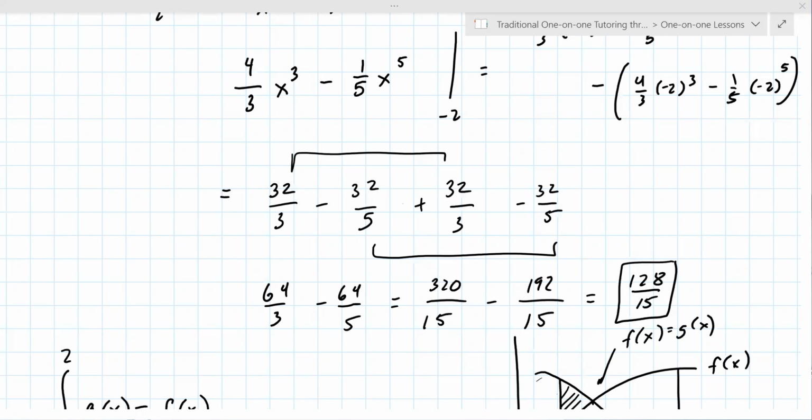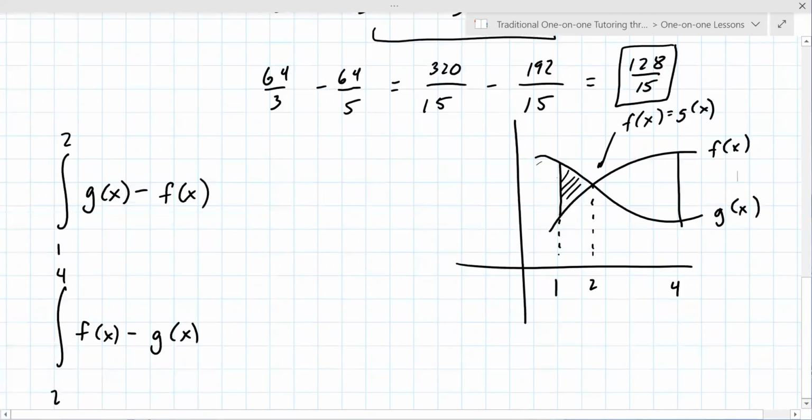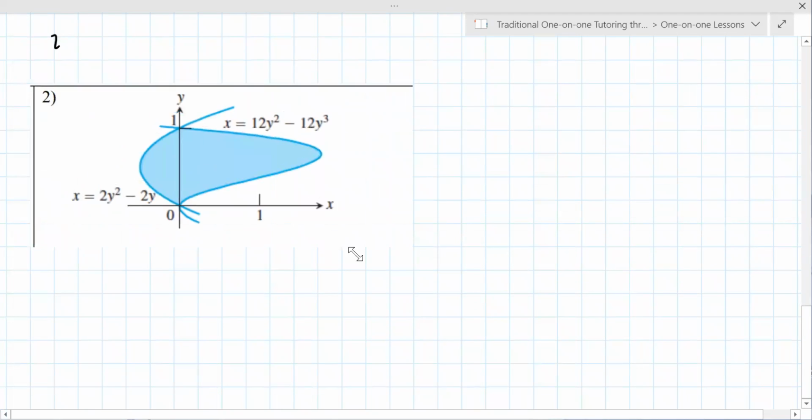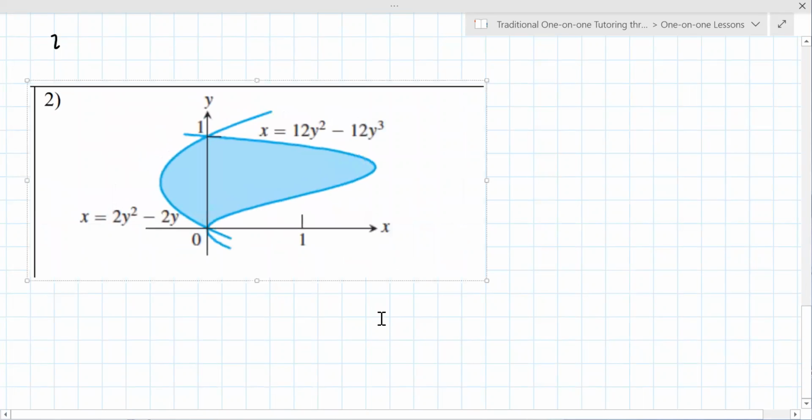Let me snip in one of these and see if this is something you're comfortable with. Here we go. Okay, so this one says find the area between the curves. And let's verify where they intersect. We already know the answer is 0 and 1, but let's assume you weren't given the graph.